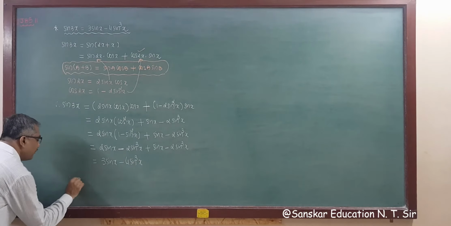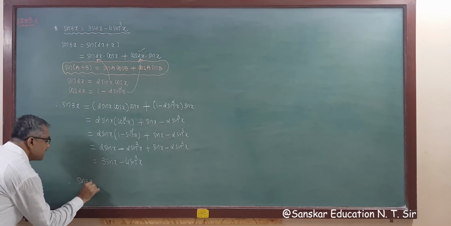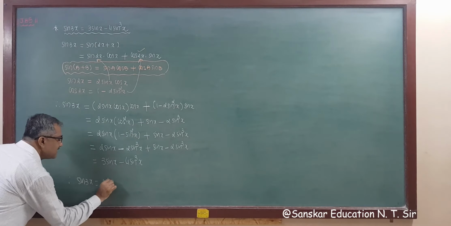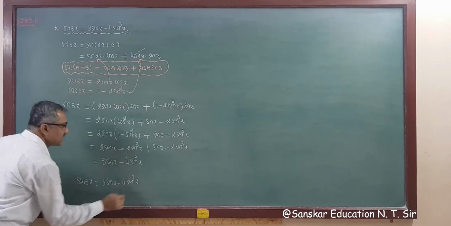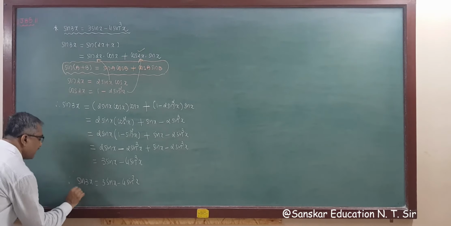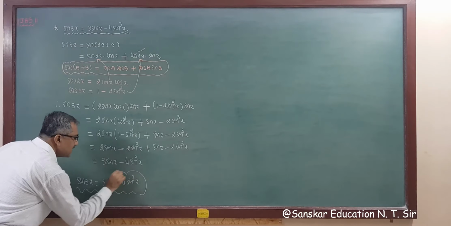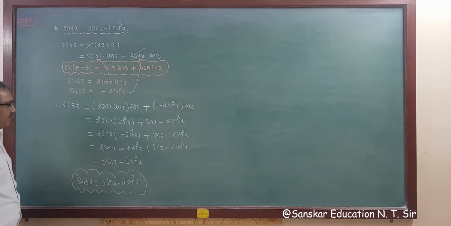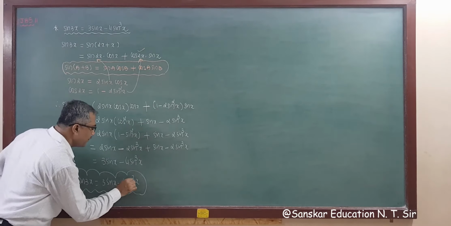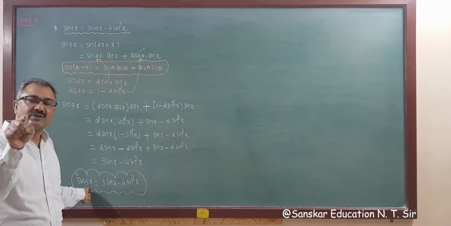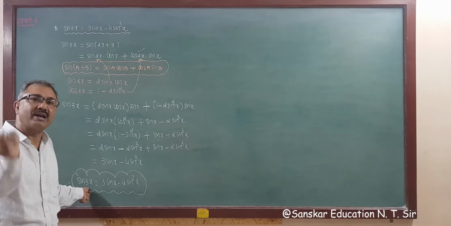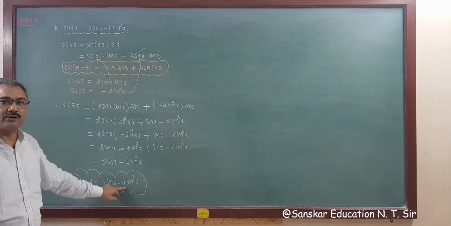So this is your formula: sine 3x is equal to 3 sine x minus 4 sine cube x. This is the formula that you have to remember. Right? Sin 3x is "3, 4". "3, 4" means 3 sin x minus 4 with the power cube, so 4 sin cube x.